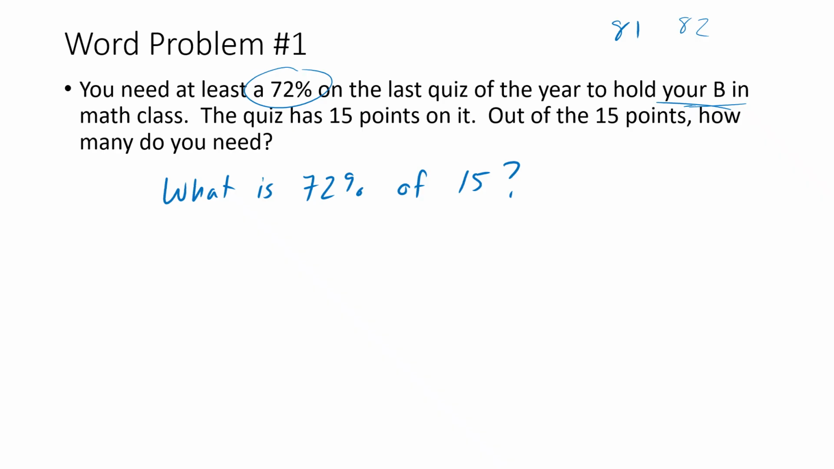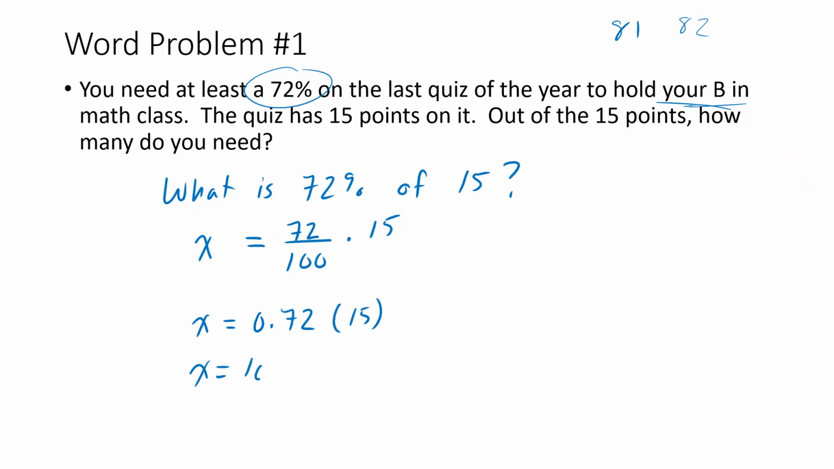But let's translate this to an equation. So what is my x is 72 out of 100. That's what percent means. Of 15. I'm going to go ahead and divide 72 by 100, and that gives me 0.72 times 15. And I believe the answer to that is 10.8.